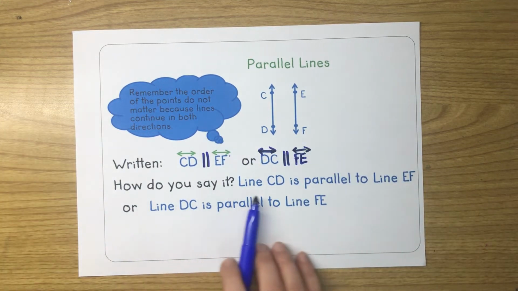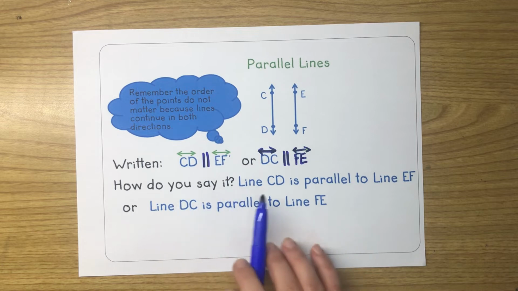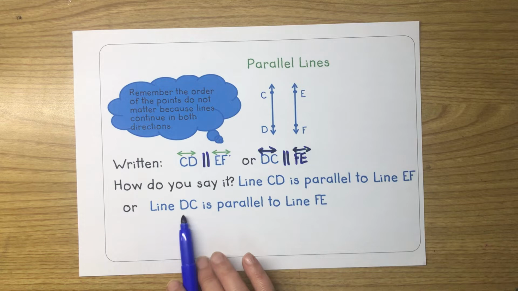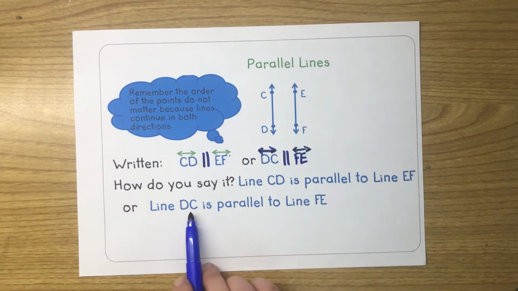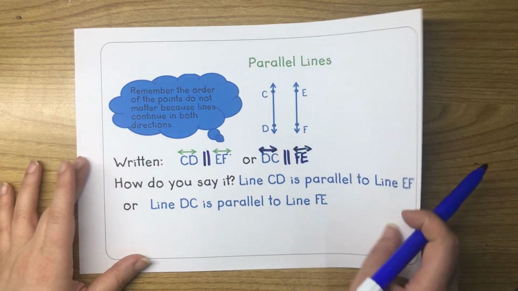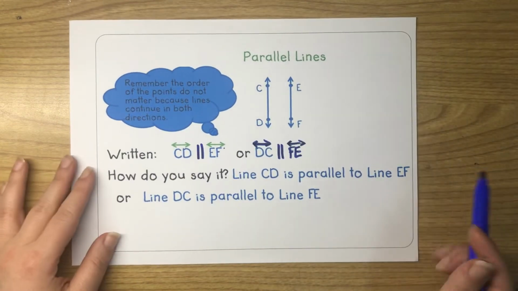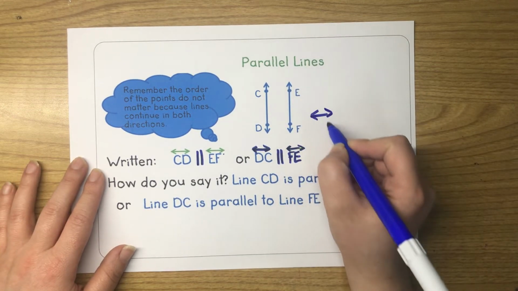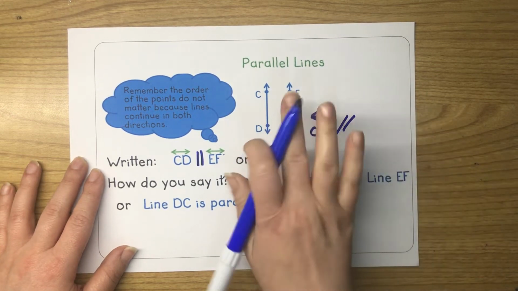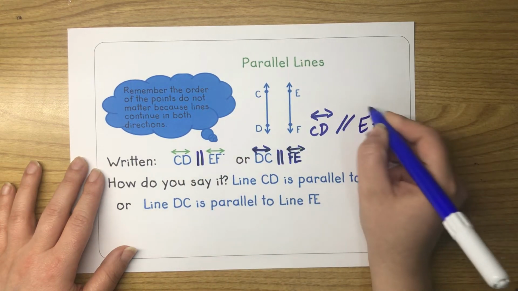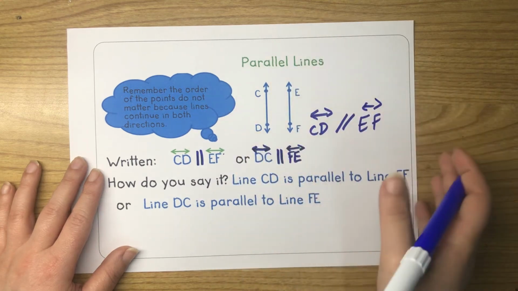Again, how do we read it? Line CD is parallel to line EF, or the opposite way when you switch the name of each line: line DC is parallel to line FE. Sometimes on the board when I write line CD, it takes a little bit of an angle. Line EF, it's okay if sometimes it has a little bit of an angle.